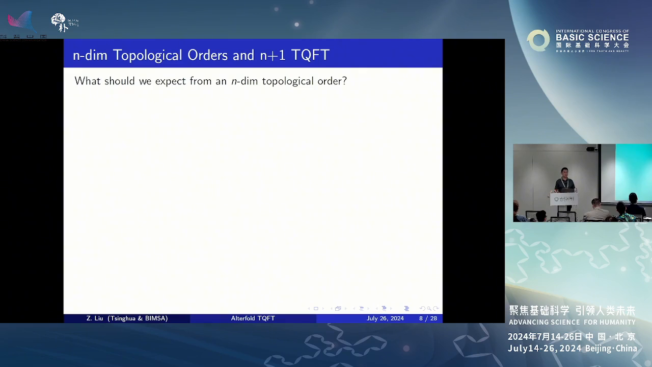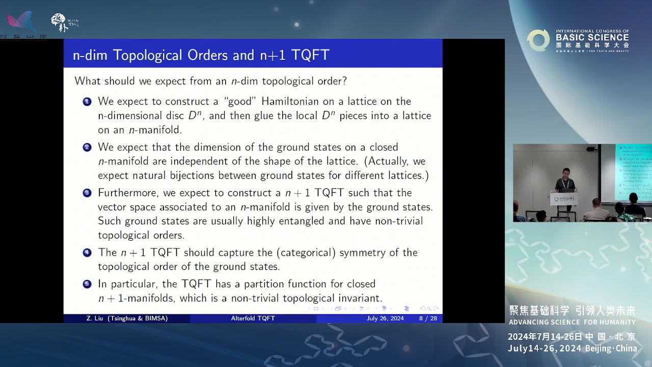We learned some lessons from the 2+1 theory, like the 2D lattice models of the toric code, or the Levin-Wen model. First, we expect to have a good Hamiltonian, sometimes gapped, sometimes gapless, defined on a lattice, say on a local open disk. Somehow we can refine the lattice and take the large-scale or continuum limit. So you can change the shape of the lattice, but locally the Hamiltonian looks the same for a local piece.